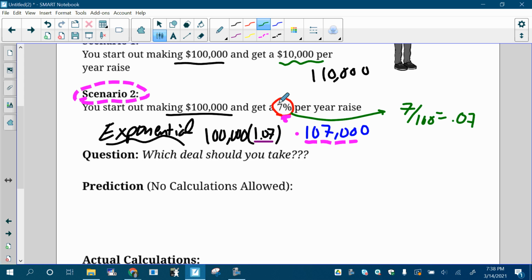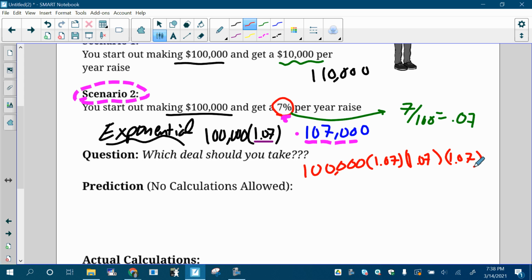Another way to think about it is you're making 107% of what you made the last year, right? Because you're making 100% of it since you're still making the same amount, and you're making 7% more. How do you write 107% as a decimal? Well, 1.07. Now, if you think about it this way, how would you figure out how much you'd make after 3 years? Well, you'd take your 100,000 and multiply it by 1.07. Then you have to multiply that by 1.07. And you have to multiply that by 1.07 again.